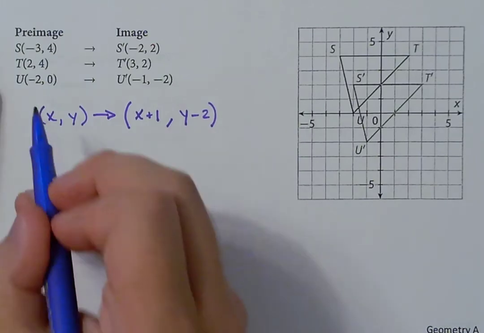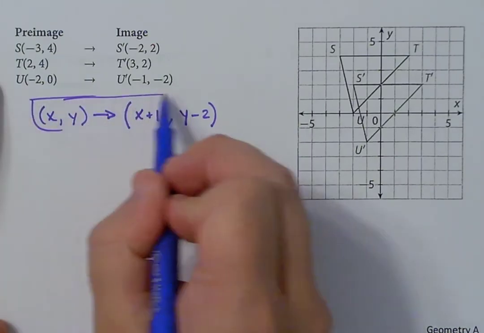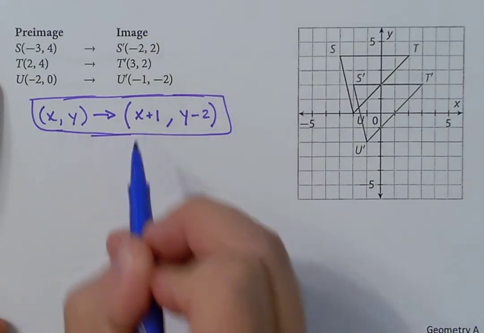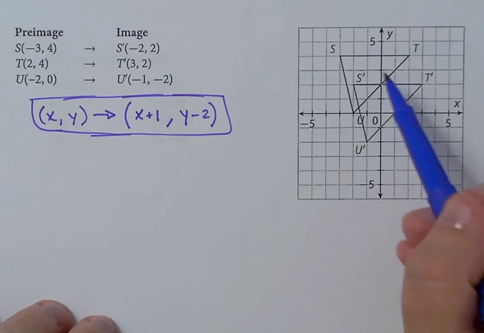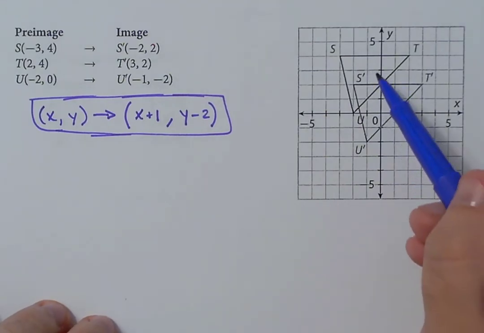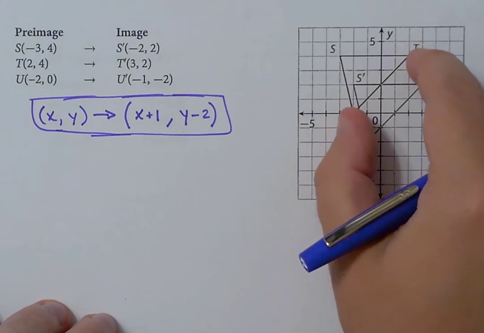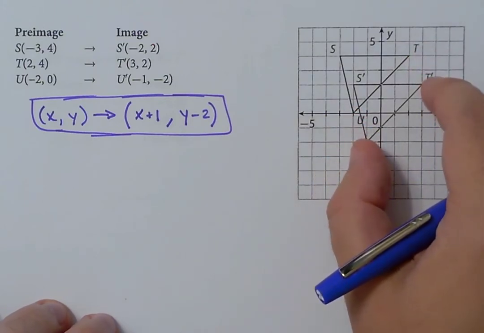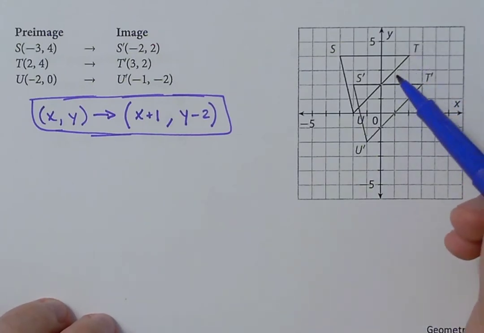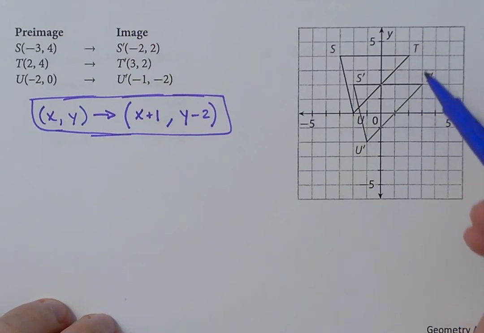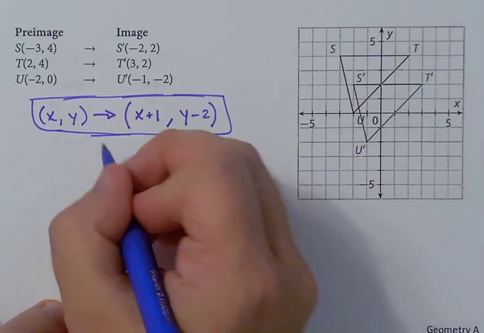So my coordinate notation rule is going to be x comma y goes to x plus 1 comma y minus 2. Now, this problem, if we look at our pre-image and then our image, all we have done is slide the shape down to here. And a way of thinking about a slide, and more of a fancy term, is a translation. All we did was move it 1 unit to the right and then down 2.